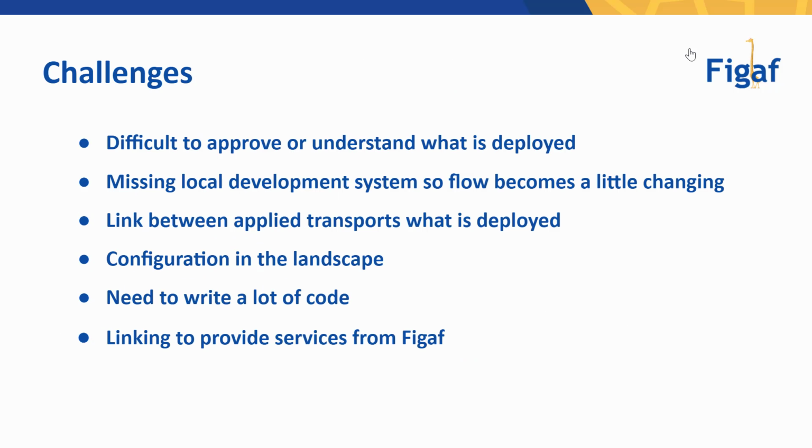So one of the challenges is that it's pretty difficult to understand what's being deployed, and you're both deploying in your development tenant, in the Git repository, and synchronizing these things and figuring out what's really going on. There's something about the local development system you're missing. There's a link between the transports and what has been imported that I find a little challenging. Obviously, you can go back into the Git repository, and maybe there's better ways to handle that.